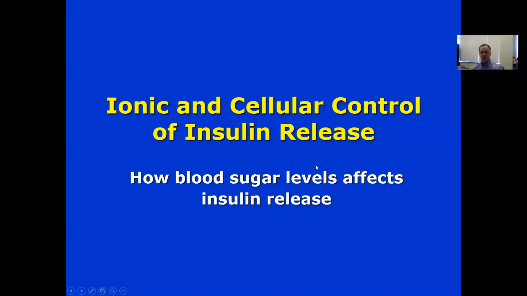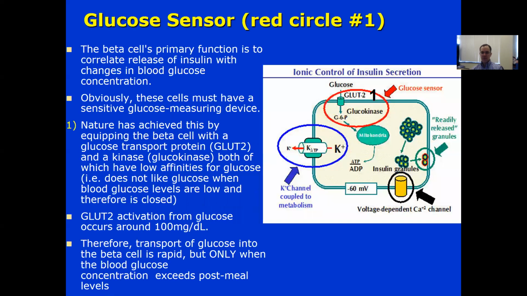All right, so now that you have a good understanding of the insulin release from the beta cell, we're going to add to that with a little bit more detail. The subsequent slides are going to seem a little bit like a review, but with just a little bit more detail, because we're going to talk about some of the more cellular control of insulin release, so how blood sugar levels affect insulin's release. So again, a little bit more detail about the things we've already talked about.